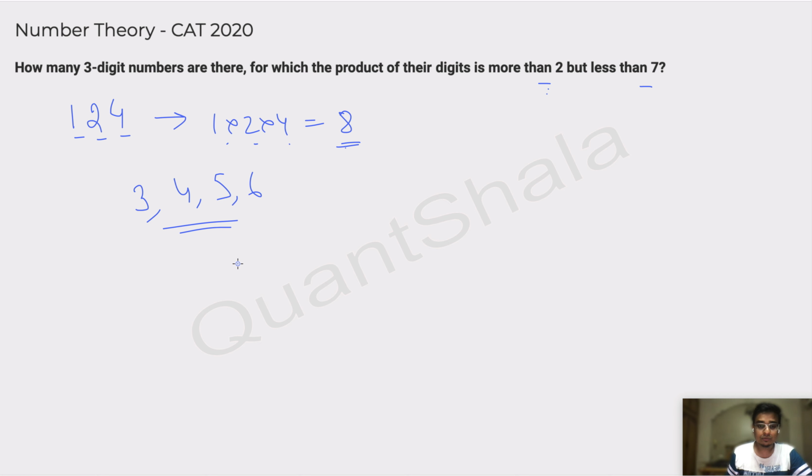Next, let's assume any three-digit number generically. So let's say the digits of the three-digit number are A, B, and C. So this is your three-digit number. Now the condition is that A multiplied by B multiplied by C should be either 3, 4, 5, or 6.